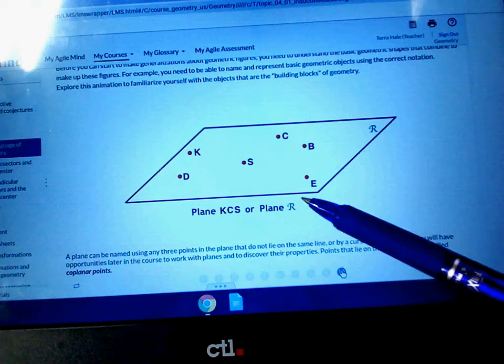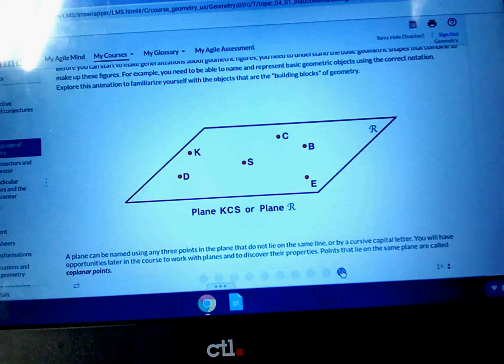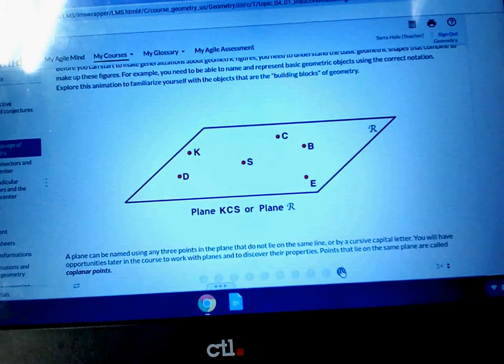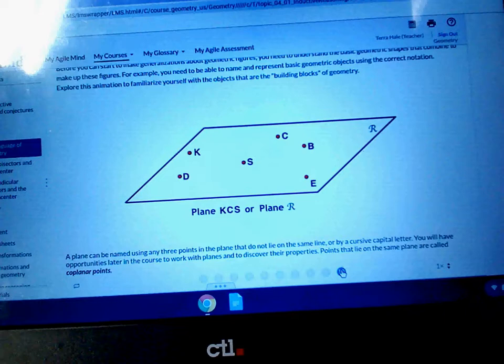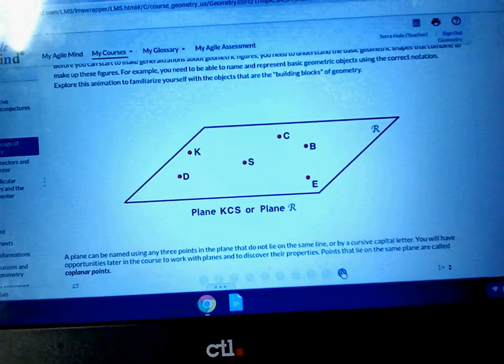Just like with a line, we can name a line with 2 points on the line or with that lowercase scripted letter and say line, whatever that scripted letter is. Okay? We already talked about this. Points that lie on the same plane are called coplanar. All right, let's make sure you have correct answers for 2 through 7 on your notes there.